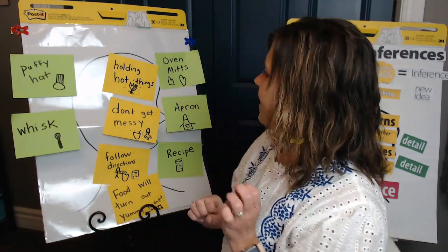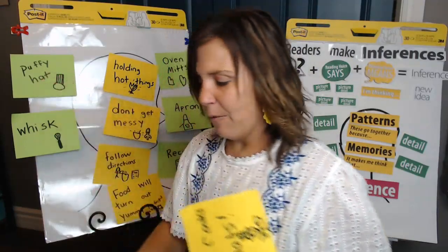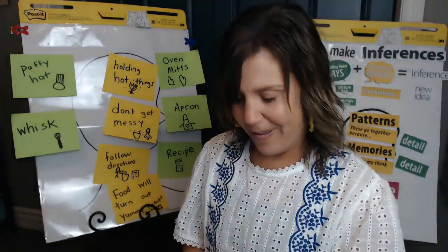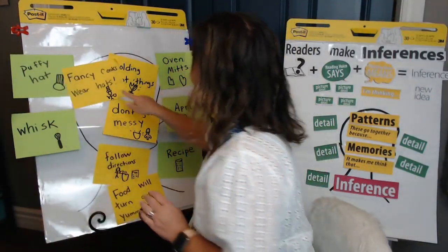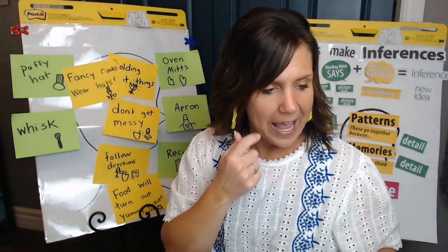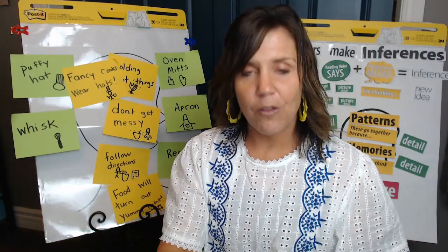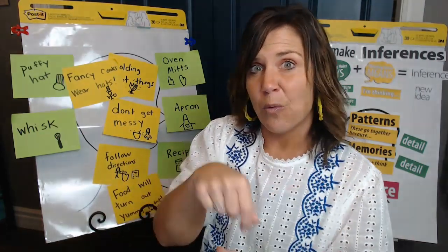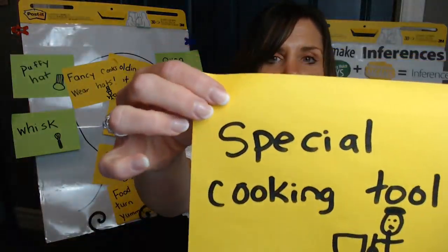Okay. And then the puffy hat. Now, my thinking voice about the puffy hat is I know fancy cooks wear hats like that when they're cooking. So I'm going to put fancy cooks, and I've got the little cook wearing a hat. And then the whisk, I know that that's a special tool that cooks use to whisk or mix things up. It's a special cooking tool.